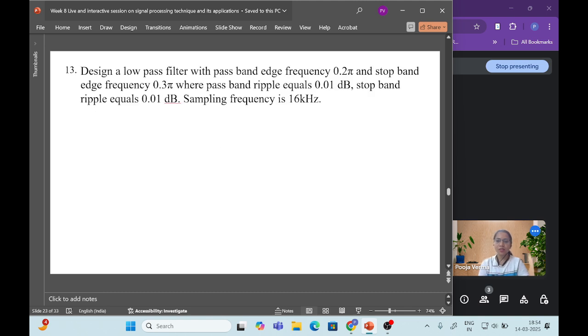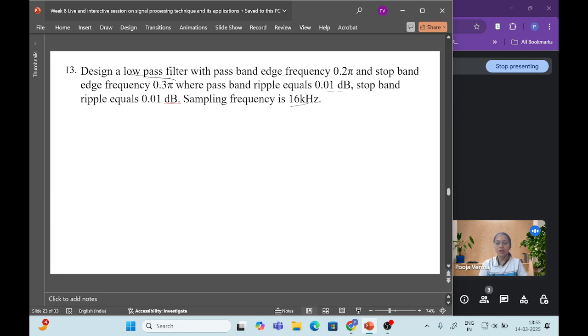Now the next question is: design a low pass filter with pass band edge frequency 0.2 pi and stop band edge frequency 0.3 pi, where the pass band ripple equals 0.01 dB and the stop band ripple is also 0.01 dB. Sampling frequency is given as 16 kHz. Now we have to design a low pass filter with these specifications.